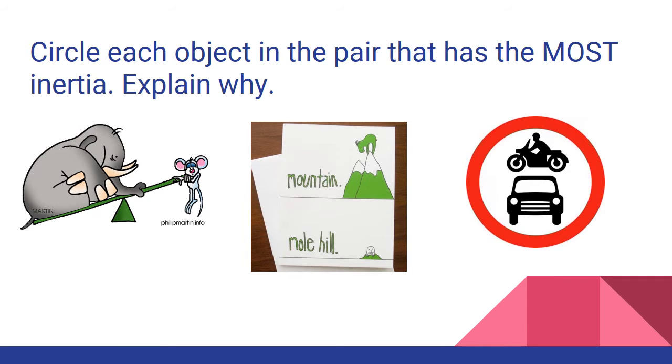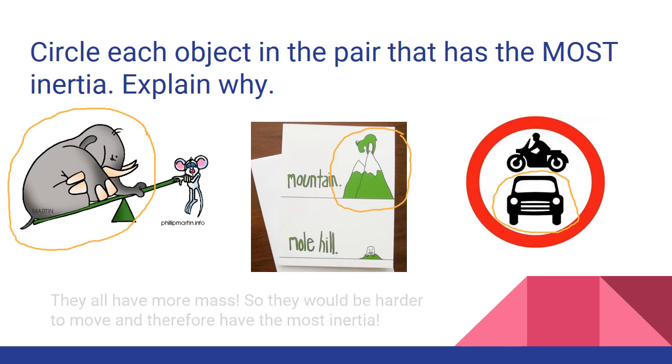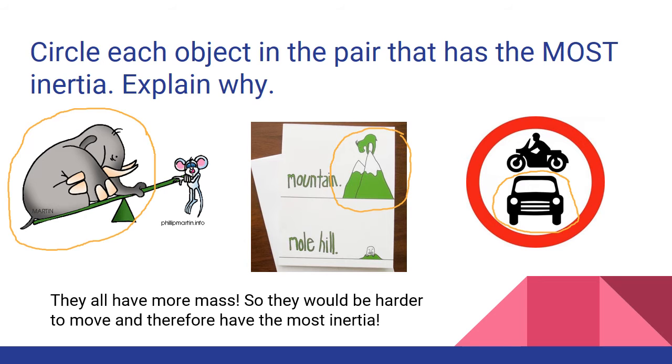All right, and so I will go ahead and circle these ones to show you, but over here we have an elephant and a mouse. The elephant would have more inertia. We have a mountain and a molehill. The mountain is going to have more inertia. And we have a car and a motorcycle. Here the car will have more inertia. And the reason why is that they all have more mass. So again, if you have more mass, it's going to be harder to have a change in motion, and therefore you will have more inertia.